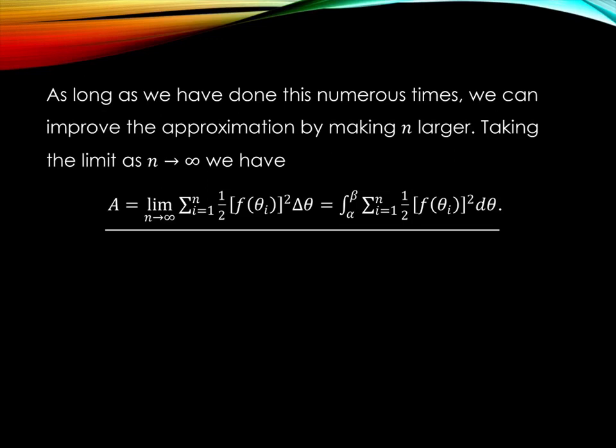That's a typo, so sorry. So this shouldn't be there. Of 1/2 f of theta sub i squared d theta. Yeah, there we go. All that's correct now without that piece in there.